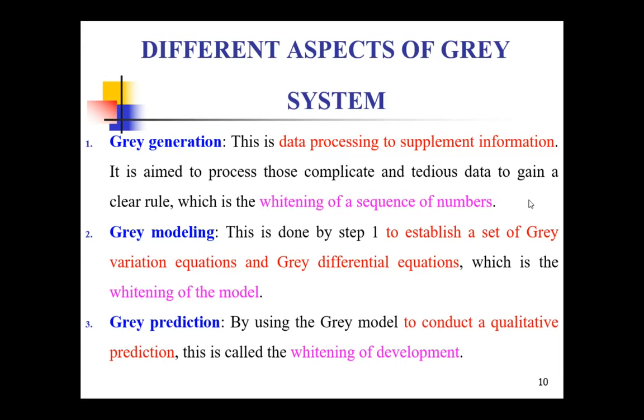Then comes gray prediction. By using this gray model, you conduct a qualitative prediction. The purpose of this is to whiten the data. Whatever we carry out, our ultimate aim is to convert the gray system into white, because gray systems have partial information. So I have to extract the maximum information from the data and make it white. That is the whitening process, or whitening of the sequence of numbers. For this only we use gray generation, gray modeling and gray predictions.